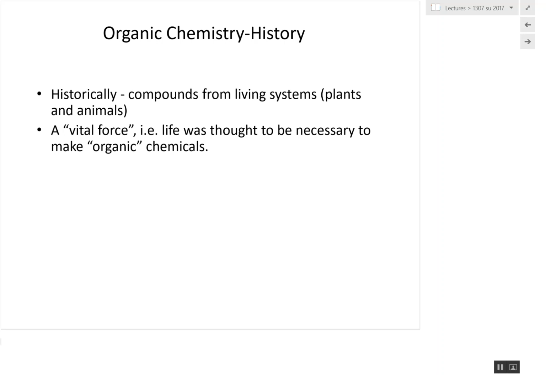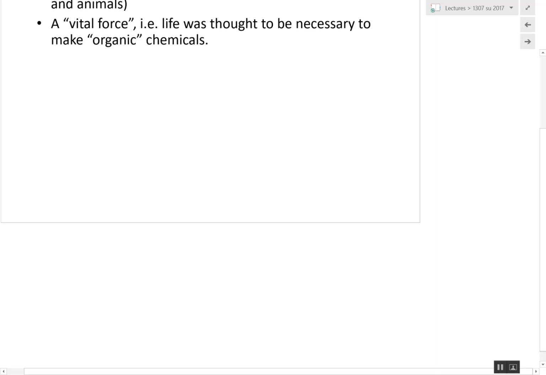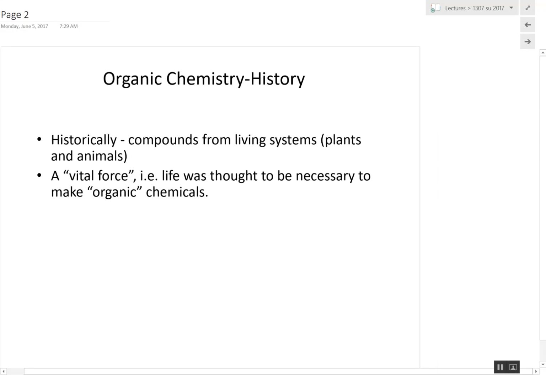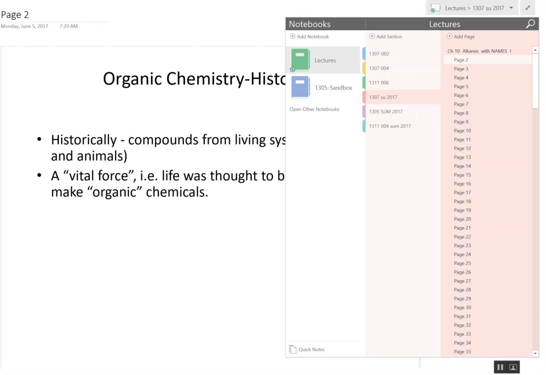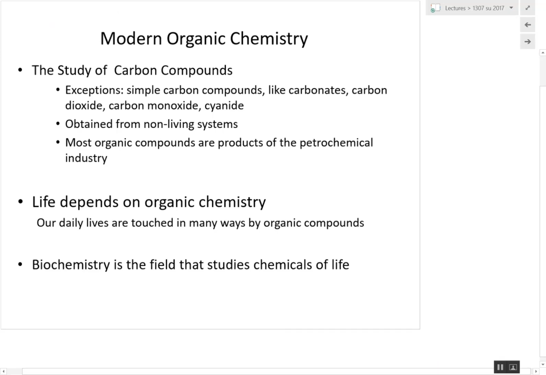Just the way we go in and buy organic foods today and think that's a little bit more natural and from the biological system, that's what they thought then too. So, the study of carbon compounds. Life depends on organic chemistry.